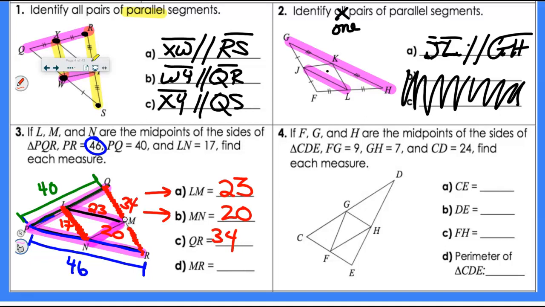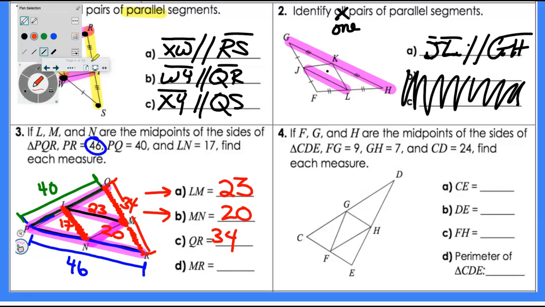And last up, remember they said that these are the midpoints. So if 34 is this whole way across right here, how far is it going to be from just M to R? 17. Thank you.